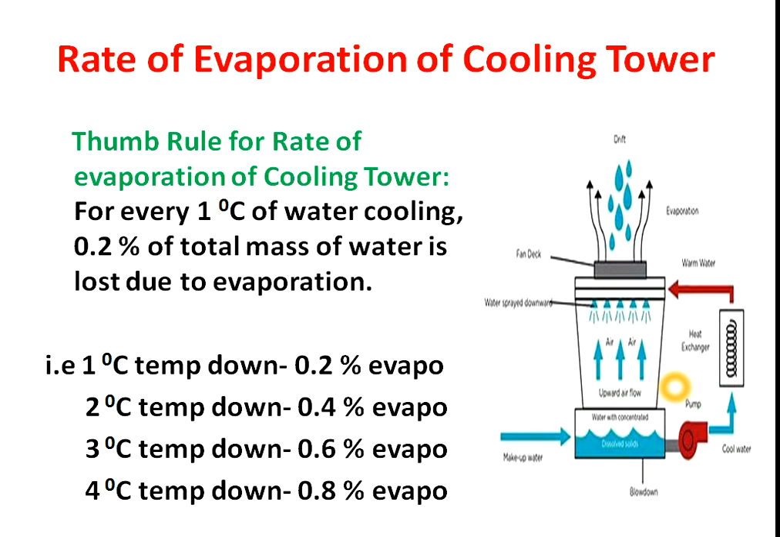First of all we will discuss the thumb rule. Our thumb rule is, for every 1 degree Celsius of water cooling, 0.2% of total mass of water is lost due to evaporation.